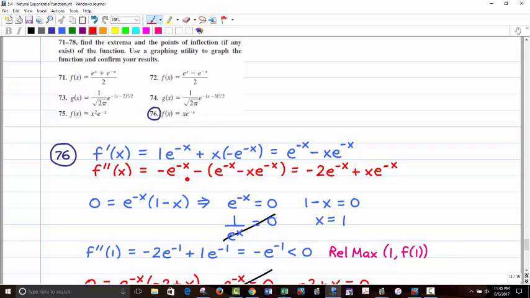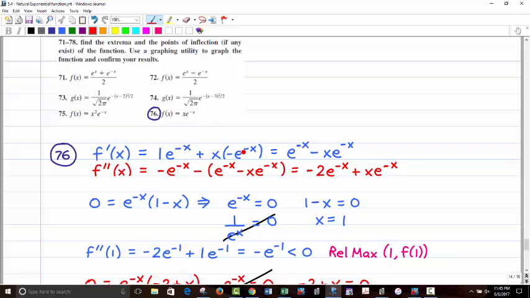Second derivative: the derivative of e to the negative x will be negative e to the negative x. And then I took the minus out right here and then did a product rule, so it's going to be the derivative of x is 1, and you have e to the negative x.